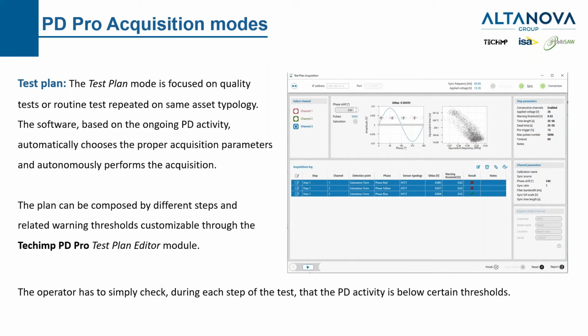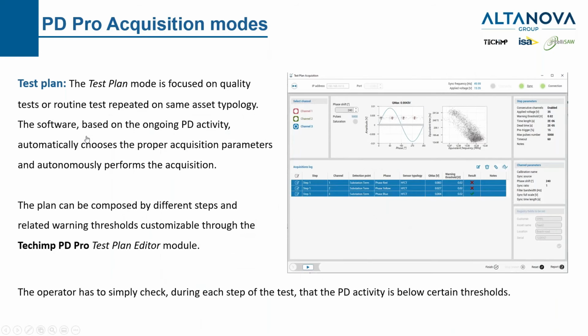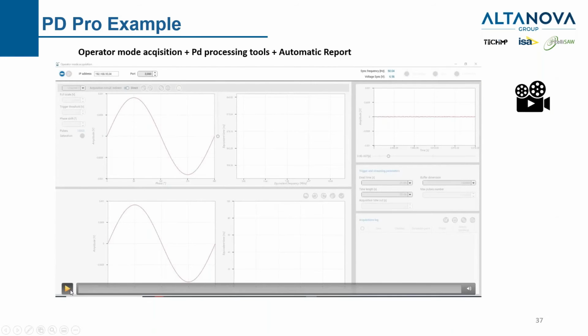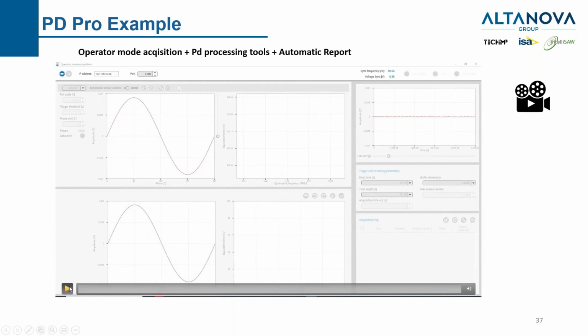So let's take a look now at an example of the PDPro without talking about the test plan, because test plan will be extensively discussed later on. So this is an example of operator mode acquisition with post-processing and automatic report.